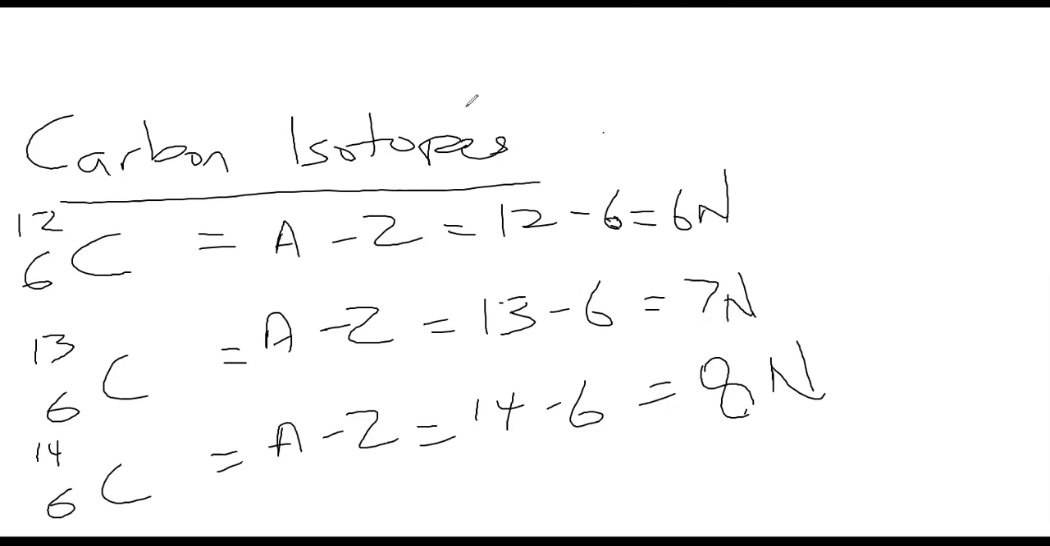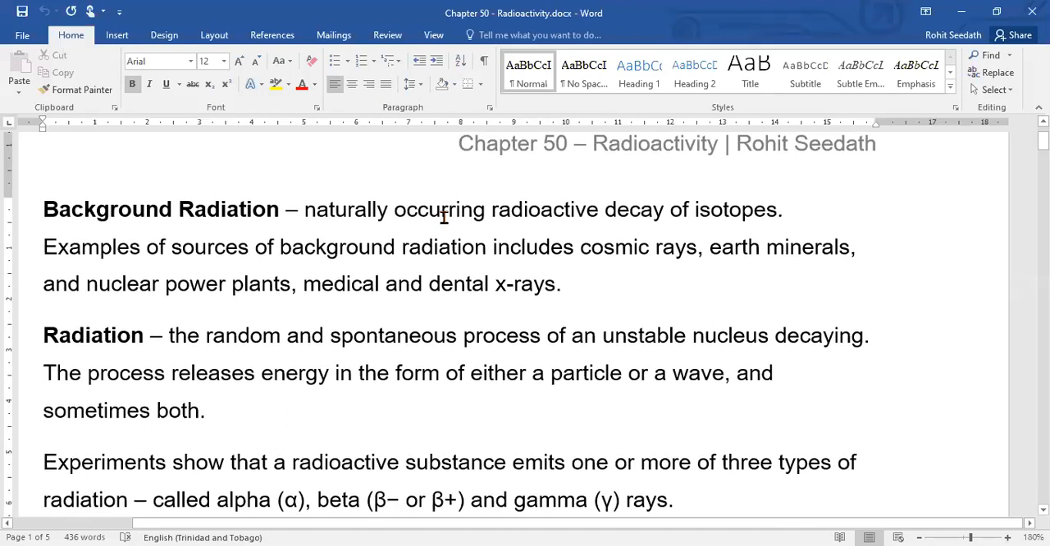We're moving on to chapter 50, which is radioactivity. We're going to talk about something called background radiation. Background radiation is naturally occurring radioactive decay of isotopes. Examples of sources of background radiation include cosmic rays, earth minerals, nuclear power plants, and medical and dental X-rays. The most common we have is the X-rays, some cosmic rays as well, and the earth minerals.